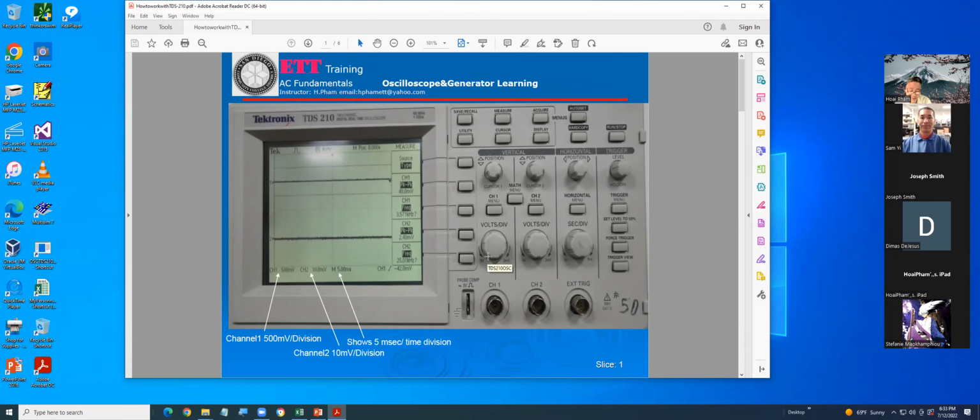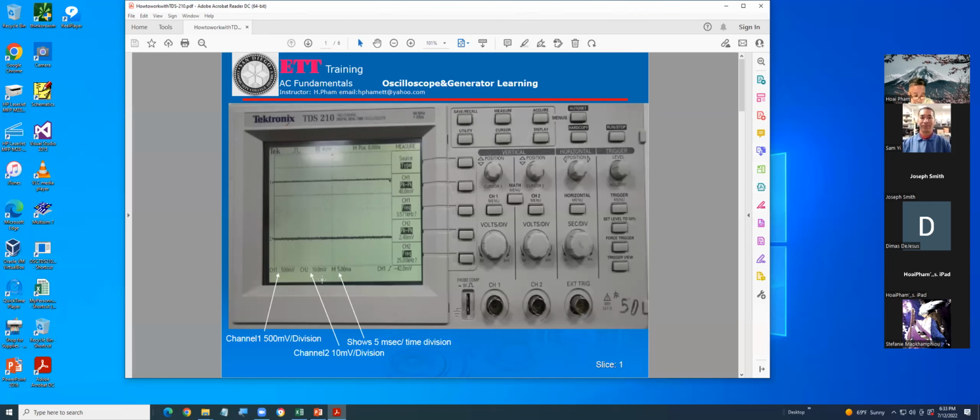Then, the very important thing, okay? If you want to see detail in here, you can see it right here. They say channel 1, 500 millivolt per division. Okay, you can see how many divisions they get. You can count, I believe 8 divisions total.